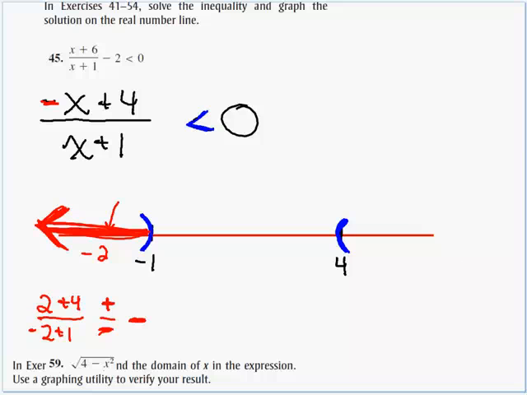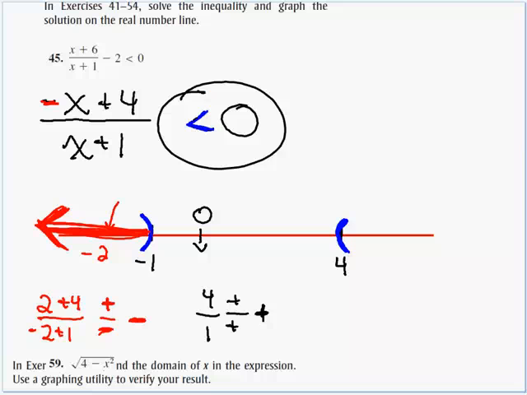My favorite number lurks between negative 1 and 4. We can plug 0 in and see what the function becomes. We'll have a negative 0 plus 4, which is a 4, and a 0 plus 1 downstairs, which is 1. That's positive divided by positive, which is positive. And is a positive number less than 0? No. So we do not have solutions in between our key numbers.